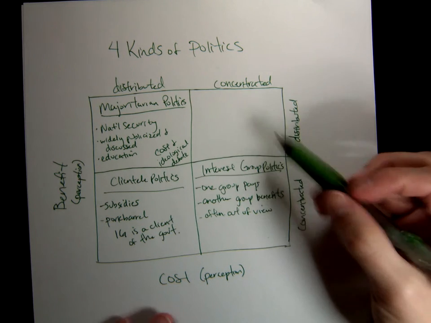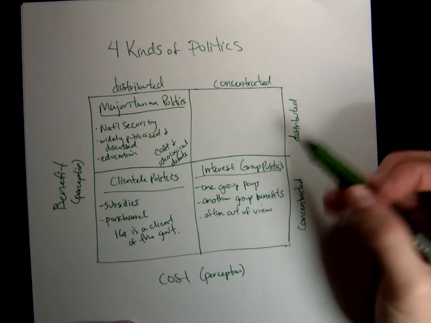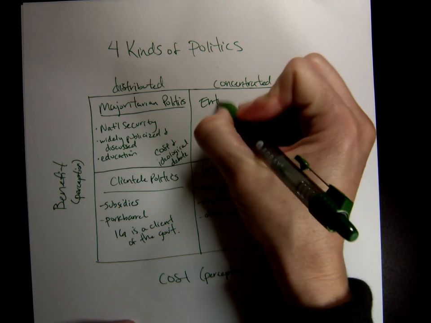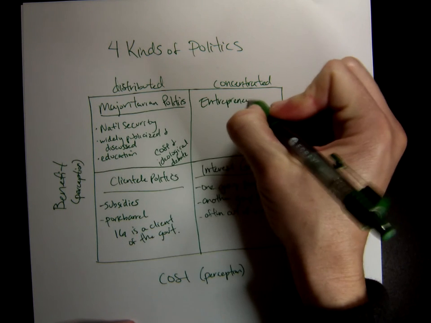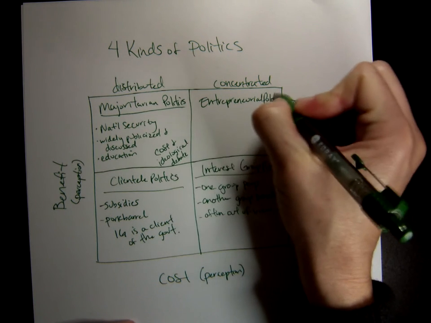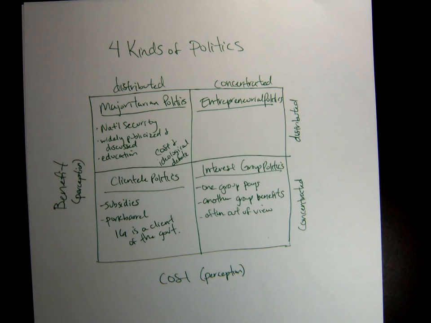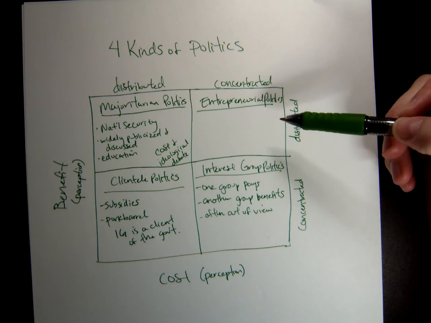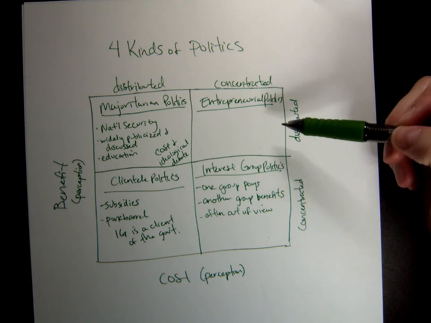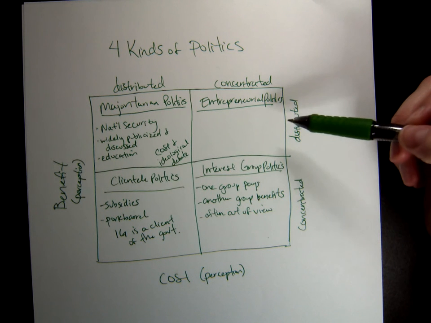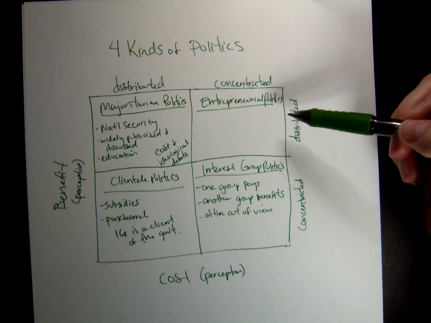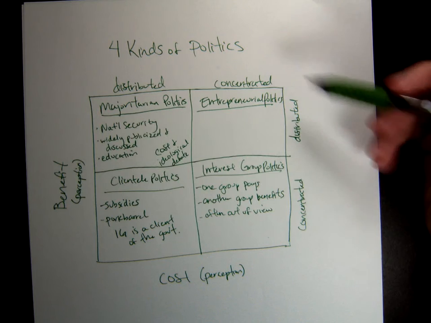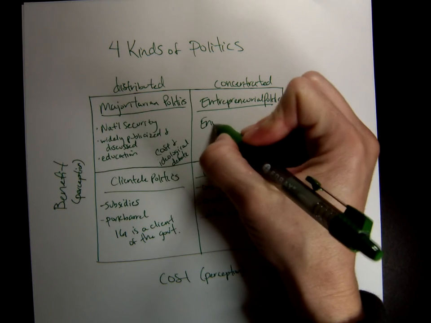And over here in this quadrant is the least likely of all, entrepreneurial politics. So this would be everybody benefiting and one small group paying for it. So knowing that small groups are well organized and effective at guarding their interests, this is the most difficult. And the best example would be almost any environmental policy.